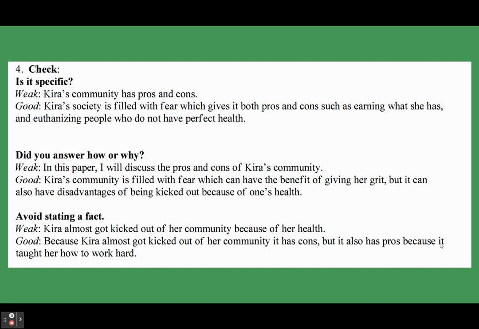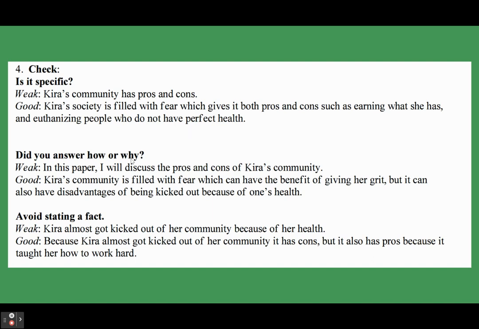Then you need to check, is it specific? All I said was that there were pros and cons, but I didn't say what those pros were or what those cons were. This is again important why the evidence should be related to each other so that you don't have a thesis that's 4 sentences long. So I said Kira's society is filled with fear, which gives it both pros and cons, such as earning what she has and euthanizing people who do not have perfect health.